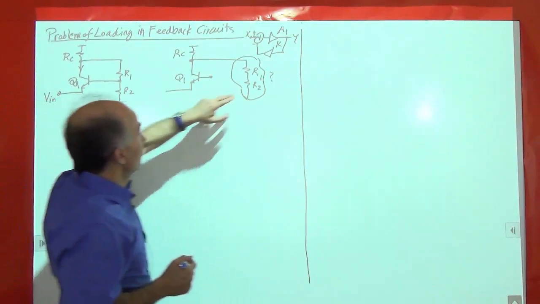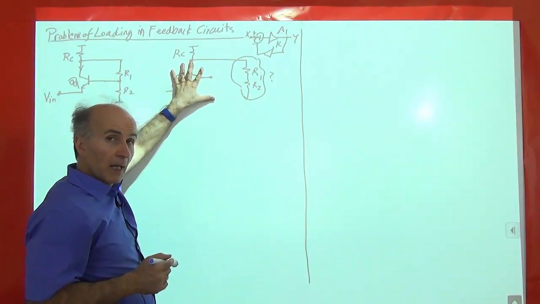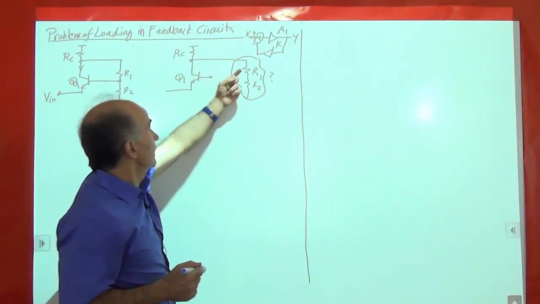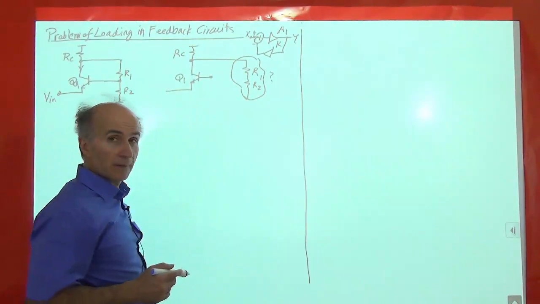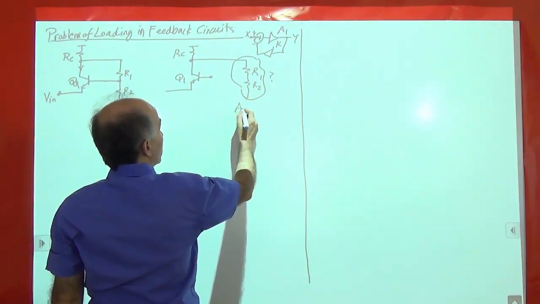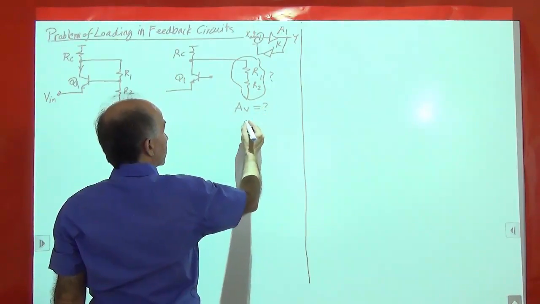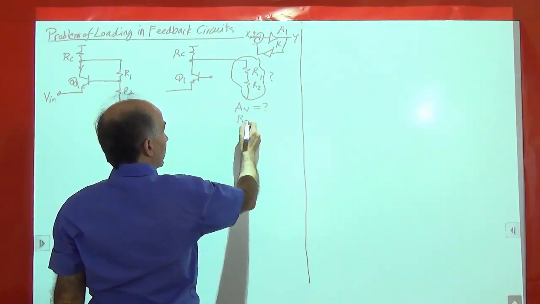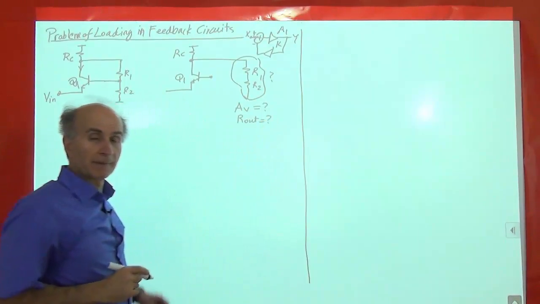So you see that this affects both the gain of the circuit, the open loop gain, and the output impedance. You see the output impedance is changing if I have this or if I don't have this. So we have to think about the open loop gain, AV, how much is that? And the open loop output impedance, how much is that? We have problems in both of these.